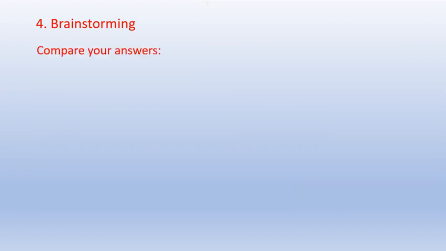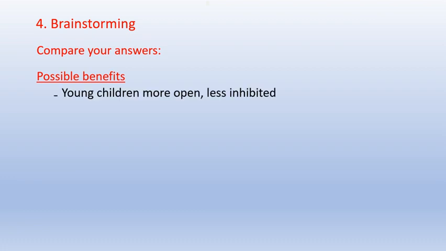Now let's compare the answer. Hopefully you have done the brainstorming already and you have thought of the related points. Now let's compare the answer. When those kids learn during 6 to 10 years old, the benefits that they are able to get are as follows. They are young, so they are open and they don't have very much inhibition. As you see over here, young children are more open, less inhibited. They are very free to learn. They don't have much inhibition.